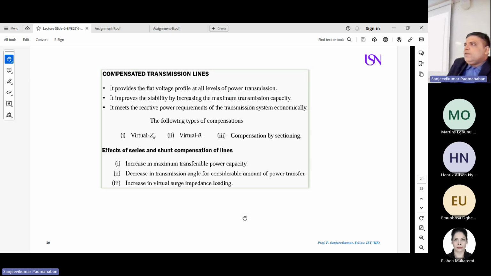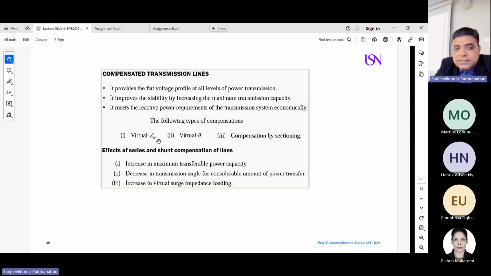Then compensated, why are we going for compensation? That's very important. What are we going to do with the transmission line compensation? In order to make a very good flat, constant voltage profile, I want to make my transmission line also compensated. Another one is to improve the stability, because I want to transfer the maximum transmission capacity. I want to make the transmission line more stable. For these purposes, in order to make it more economically beneficial, I have to use a different compensation.